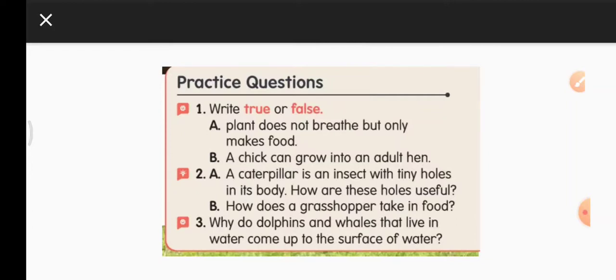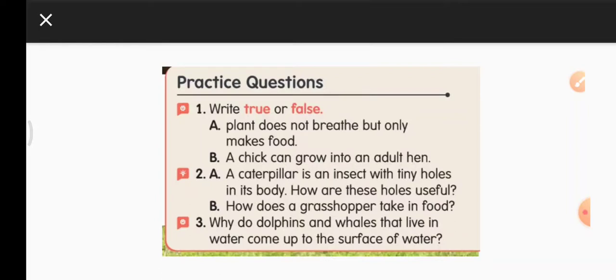A caterpillar is an insect with tiny holes in its body. How are these holes useful? Okay, a caterpillar has tiny holes on the sides of its body. The caterpillar uses these tiny holes to breathe, to take in air. You can write that. It uses these holes on its body to take in air.